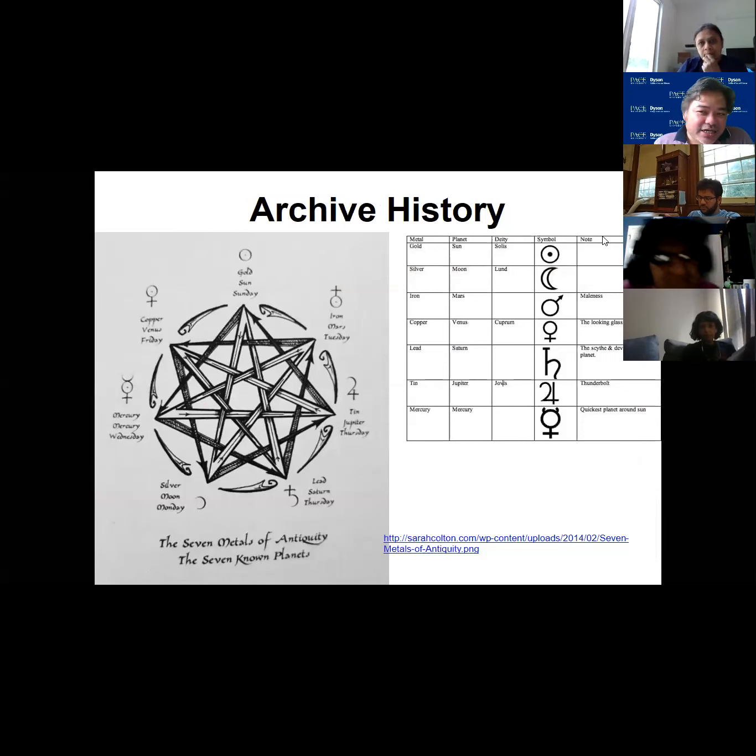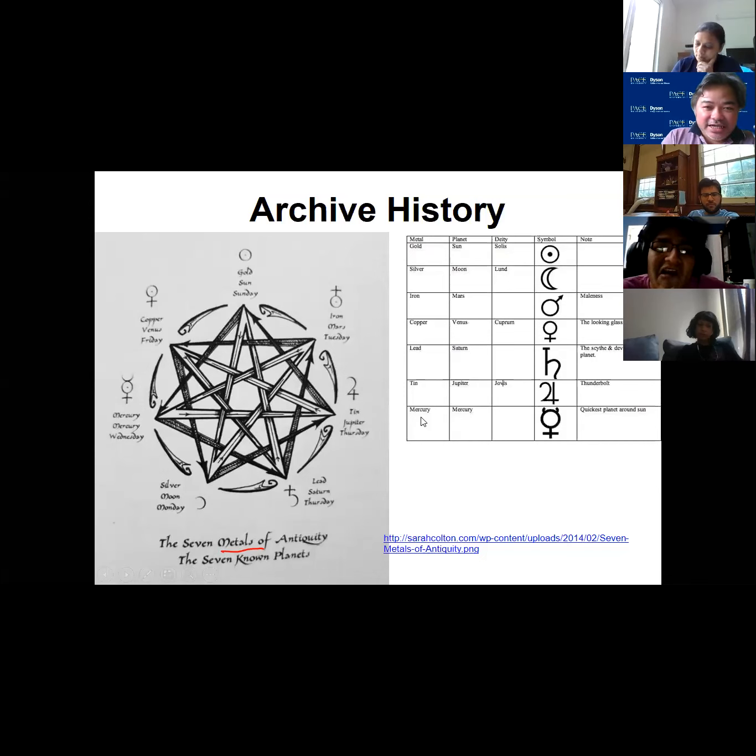So I usually use chemistry here. Since time immemorial, they already have the so-called seven metals of antiquity. These are metals associated with a particular planet and a particular day, because there are seven days of the week. So gold, silver, iron, copper, lead, tin, and mercury. So what does it mean? These metals have been known since time immemorial.